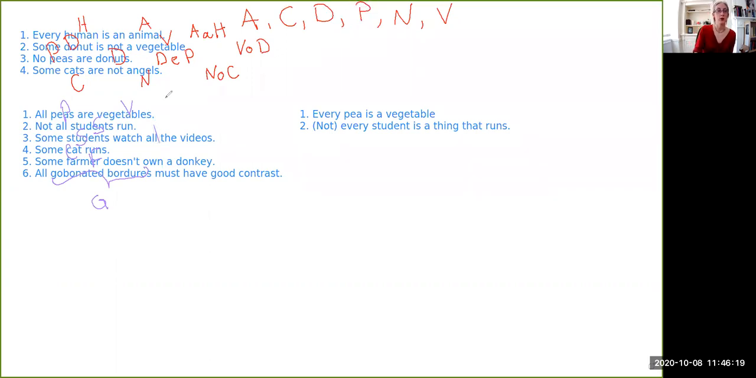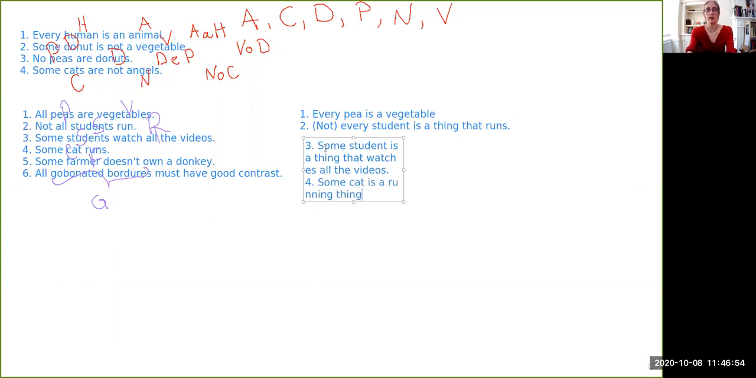So not all students run. Let's just say R stands for a thing that runs. Now, this is a technique that you can use for pretty much any subject predicate sentence that you come across in English. So some students watch all the videos. Well, this is just going to be some student is a thing that watches all the videos. Or some cat runs, some cat is a running thing or a thing that runs.